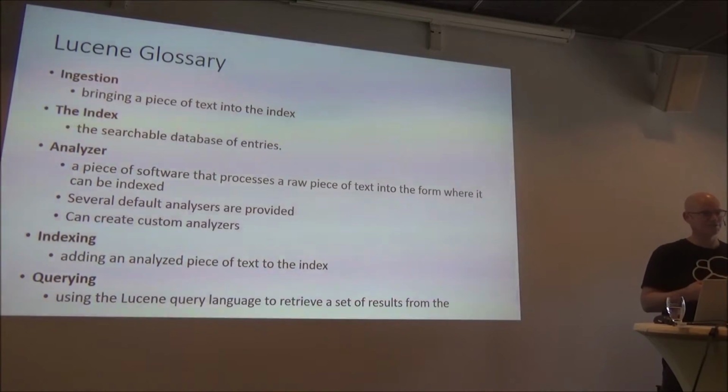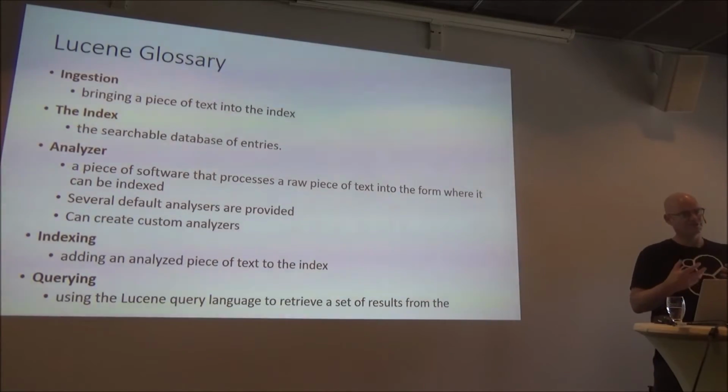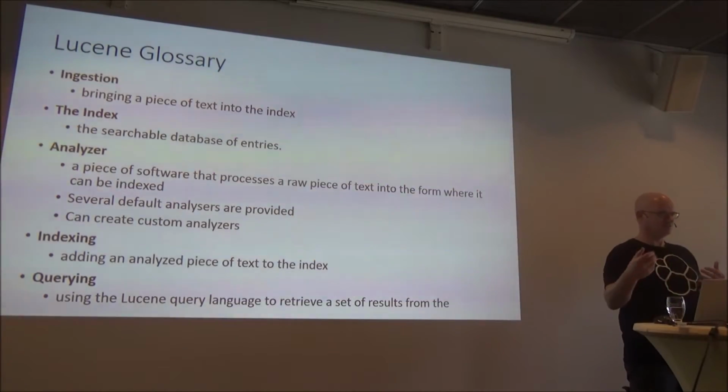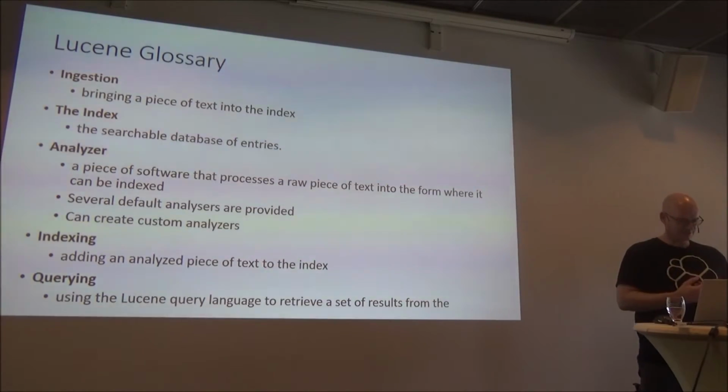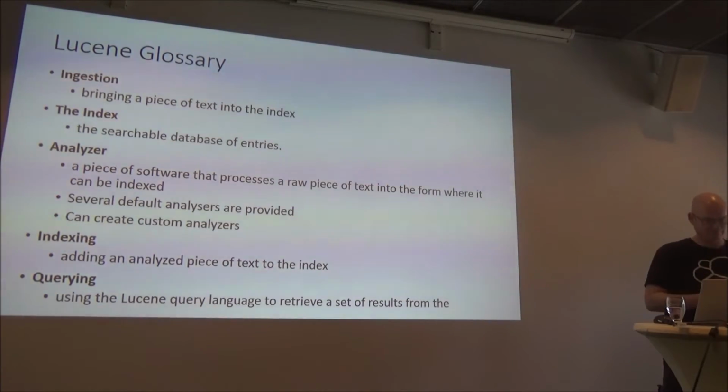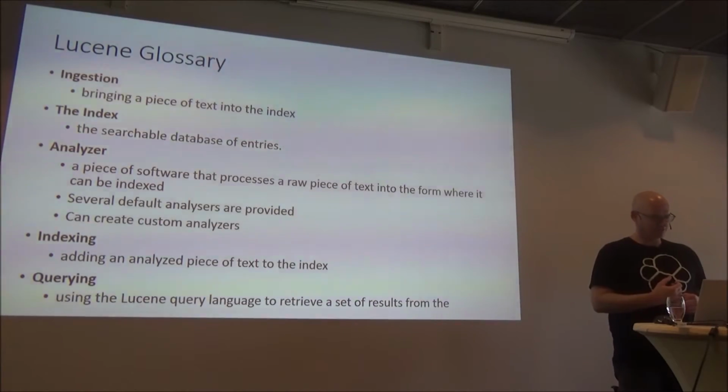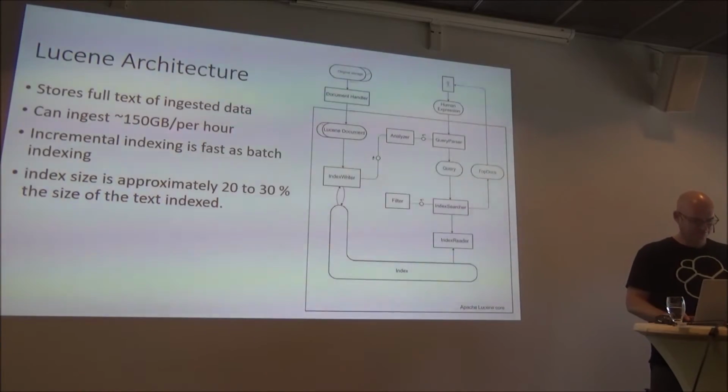So if you have a semi-structured piece of data, then you can write something that will ingest it. So you can say, well, I want to search against specifically this field or that field. But it's entirely up to you. Everything else is still fully indexed. Indexing is taking a piece of text and adding it to the index. And then querying is using the Lucene query language to retrieve results. Not a surprise. Here's the Lucene architecture.